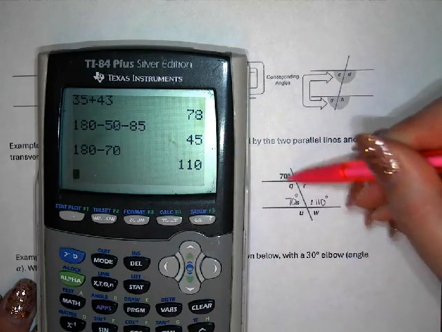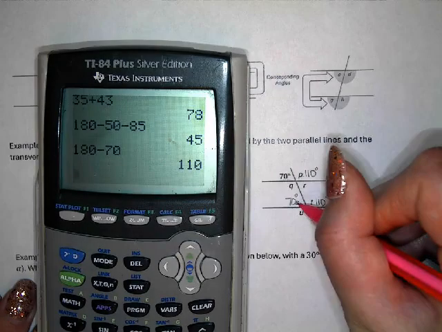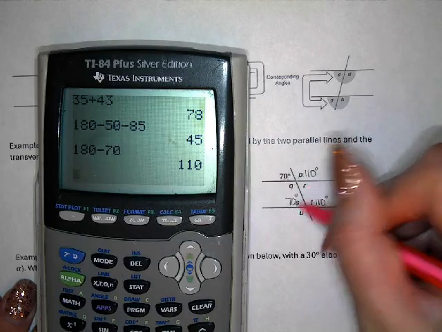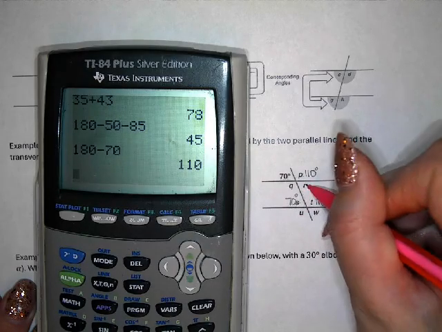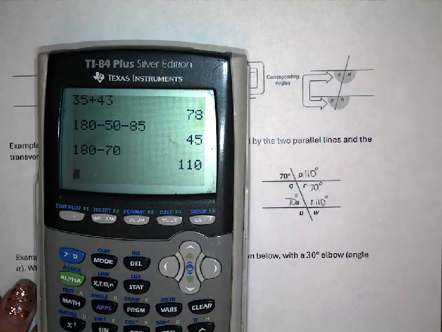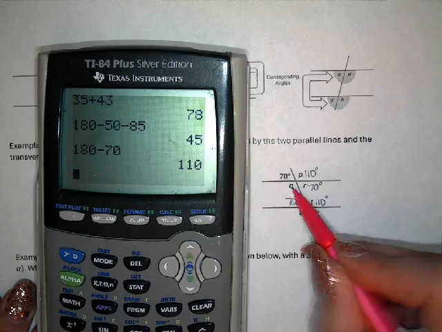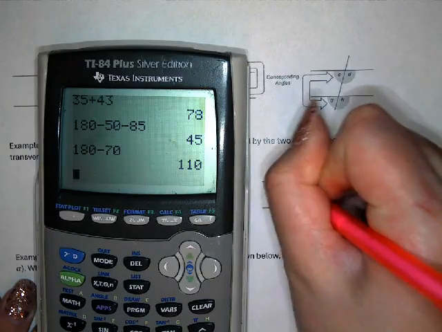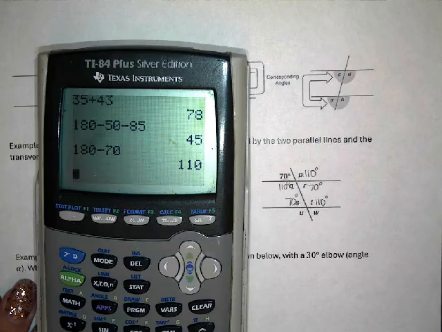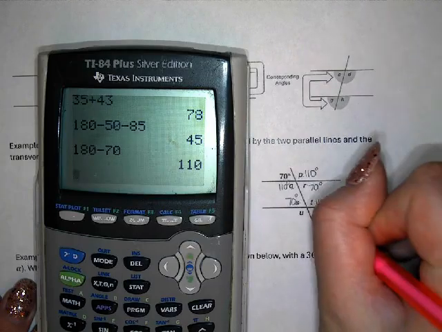Well, now I can use the relationship of alternate interior angles, and I can say if this is 70 degrees, then the alternate interior angle, the angle that's on the opposite side but still in the middle, is also 70. So this is 70. And if this is 110, then the angle that's on the opposite side, but still in the middle, is also 110. And then I can do corresponding angles again. This is the bottom right side, so the bottom right side is 70. This is the bottom left side, so the bottom left side is 110.